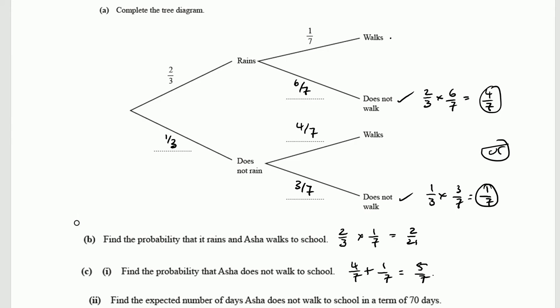We want to find the expected number of days she does not walk to school in a term of 70. Well, she does not walk to school 5/7 of the time. 5/7 of those 70 times. So we would expect her to not walk to school 50 times.